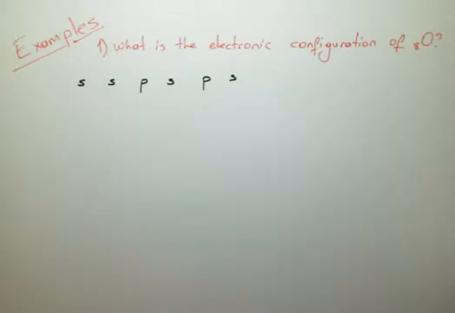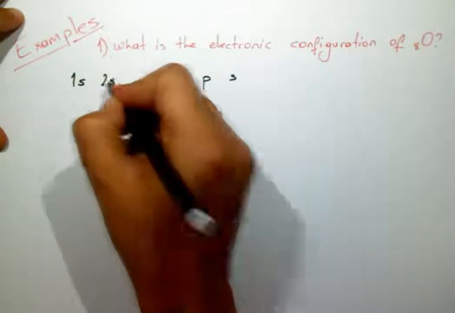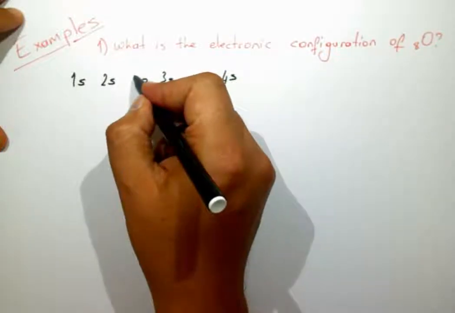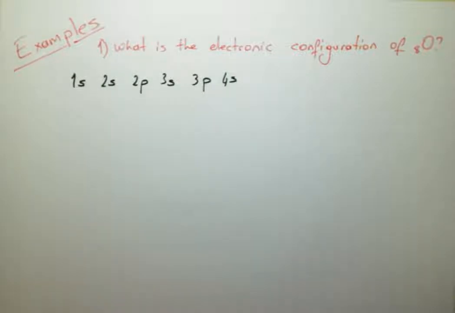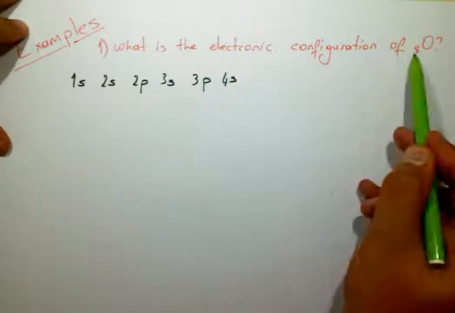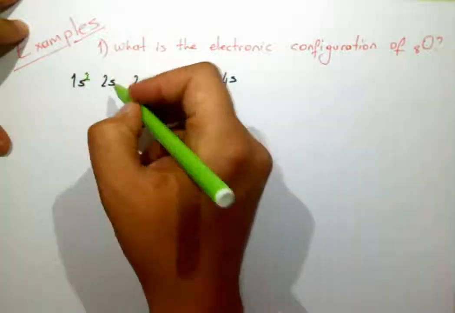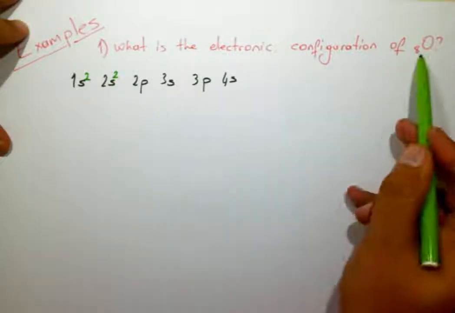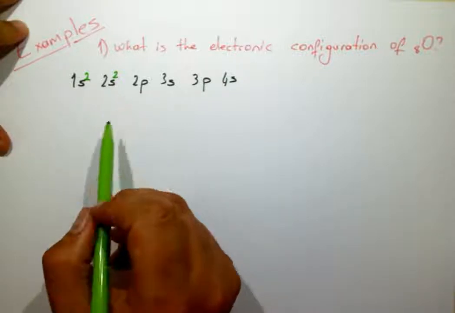Then we need to put the energy levels. S starts with 1 2 3. P starts with 2 and 3. So we know that the S orbital can have a maximum of 2 electrons. So we need to complete 8. So 1s can have 2, 2s can have 2, and what is remaining? 8 minus 4. We need to put 4 more electrons.